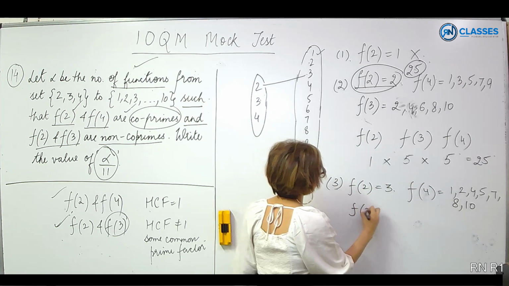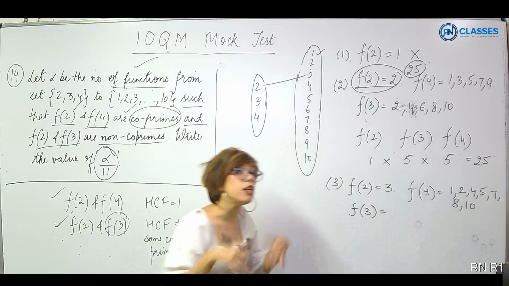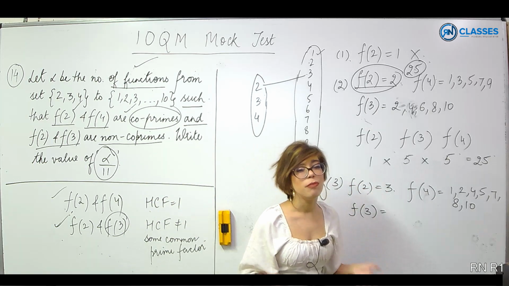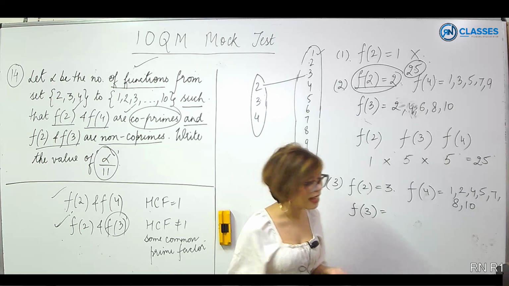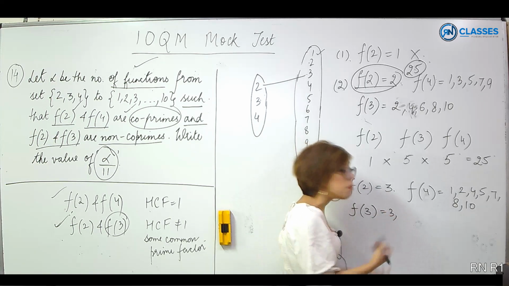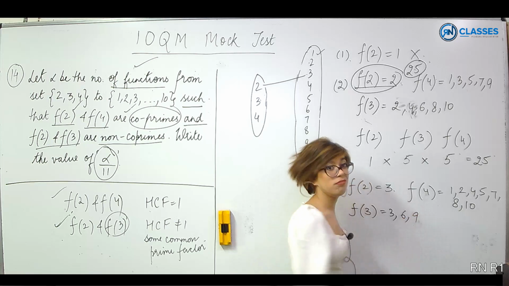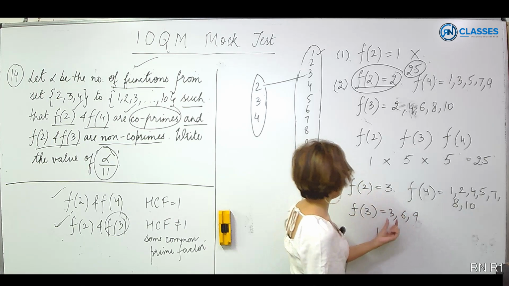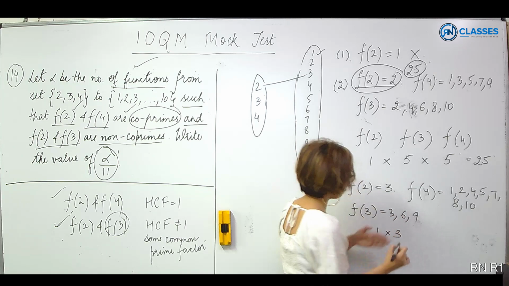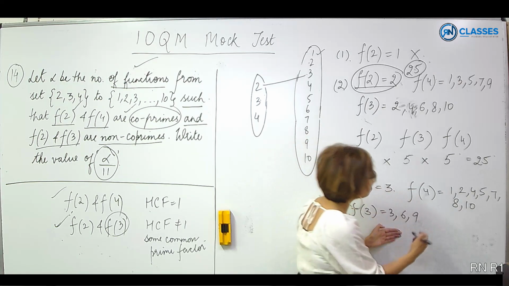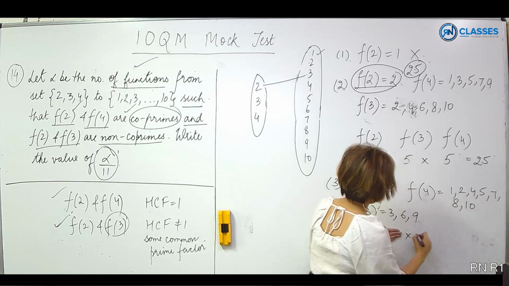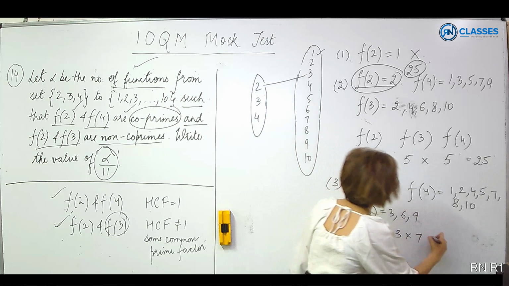Now, f of 4 I've selected. Now, let me talk about f of 3. Now, he says there should be a common prime factor. Mind it, this is 3. Common prime factor has to be 3 itself, right? So, it can be 3. It can be 6. It can be 9. Right? Number of functions. One way to fill this. How many ways to fill this? 3. So, corresponding to this, how many ways to fill this? That is 6 and 6, 7. So, in total, 21 functions.